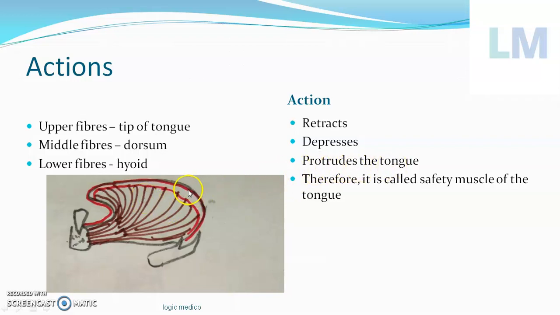This action is extremely important, and it's called the safety muscle of the tongue, because it safeguards the person from choking. In extreme cases of unconsciousness, the tongue falls backward, closing the laryngeal inlet, and the person may choke and die due to anoxia or hypoxia. It is a failure to ventilate. Therefore, it is important in an unconscious patient to pull the tongue outwards.